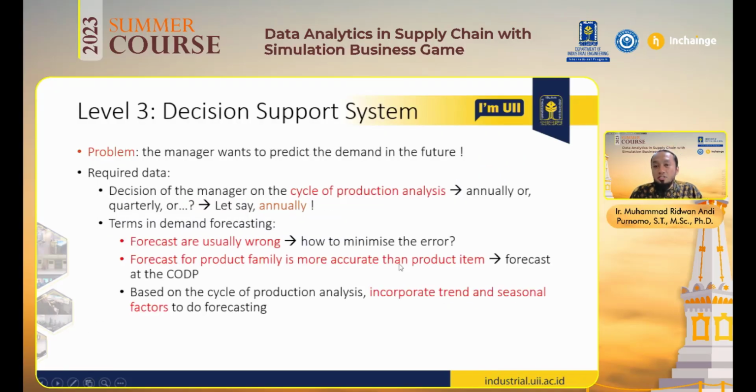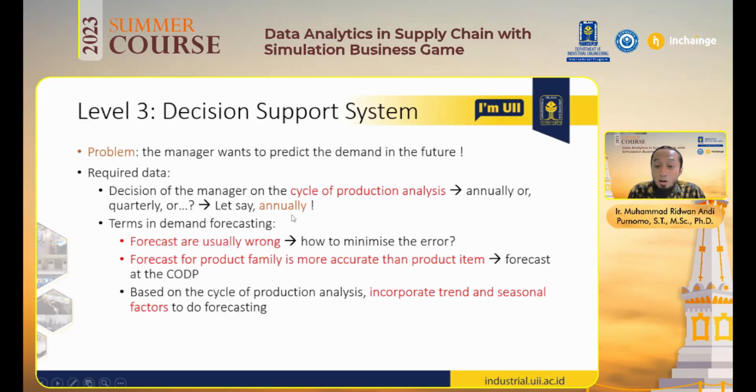Level 3, decision support system. Okay. Now the manager wants to predict the demand in the future. In order to predict the condition in the future, it is based on the demand in the future. Then after that, because this is the problem to solve, the required data can be identified. Okay. The first is the decision of the manager on the cycle of production analysis.